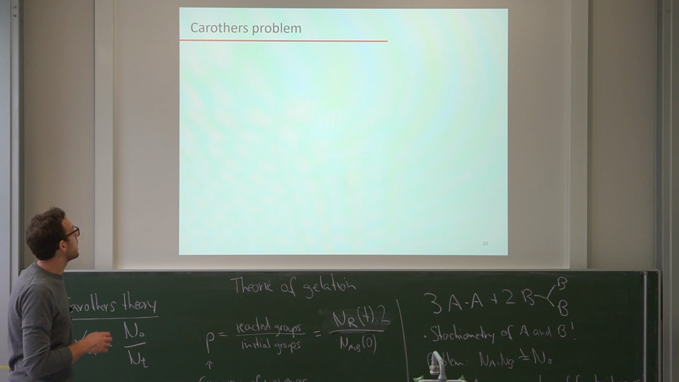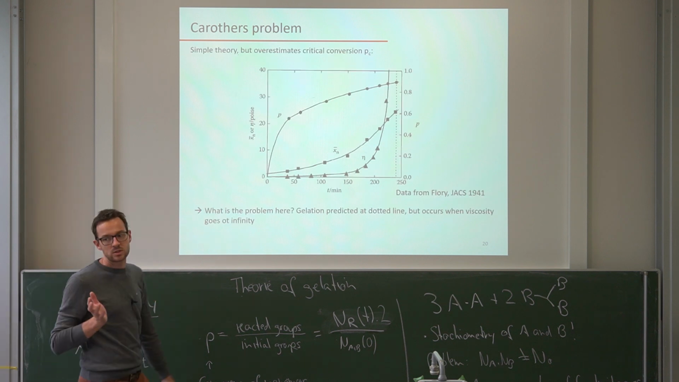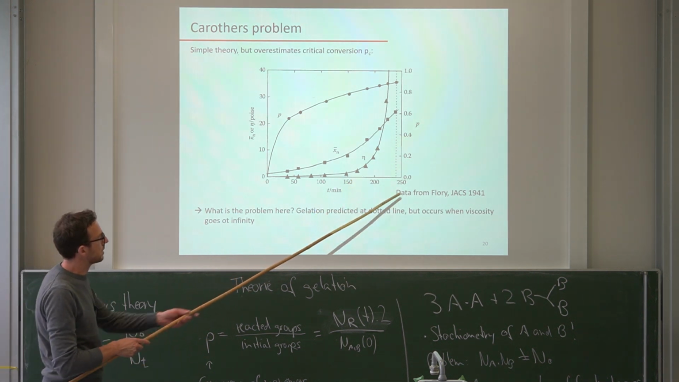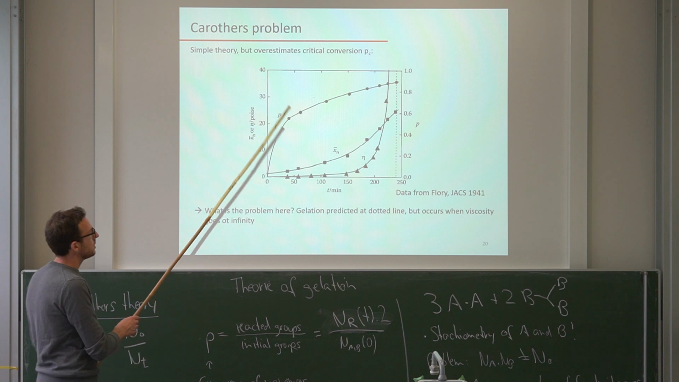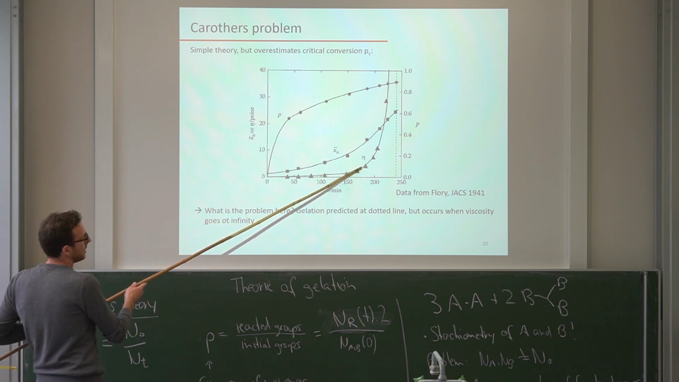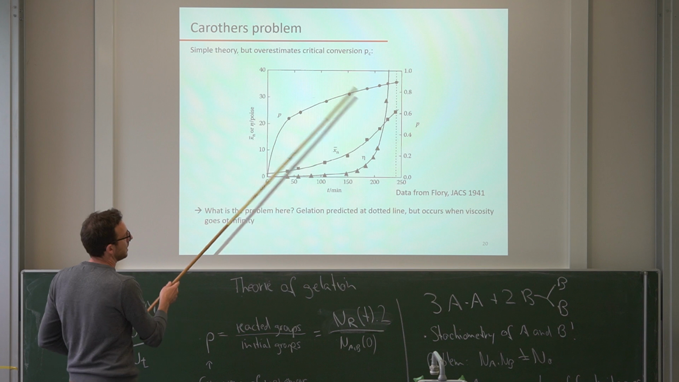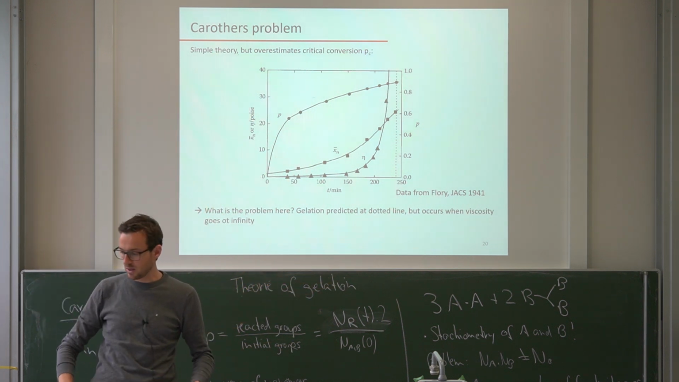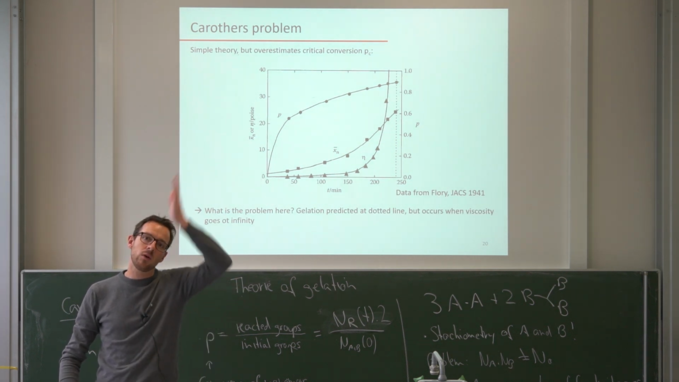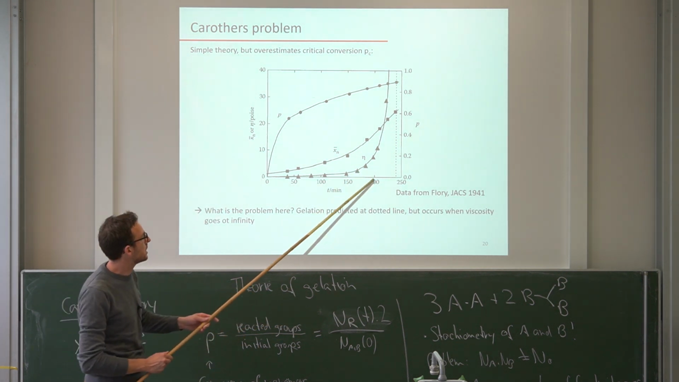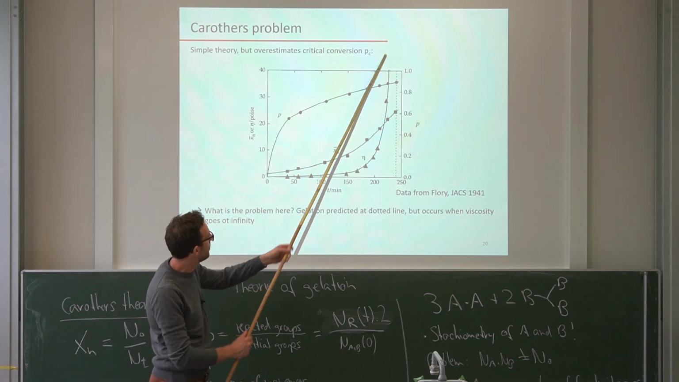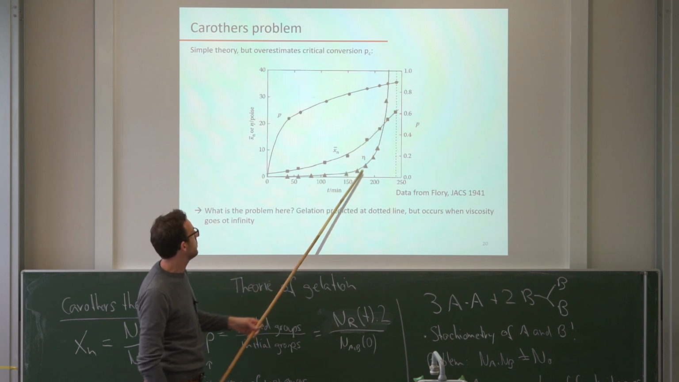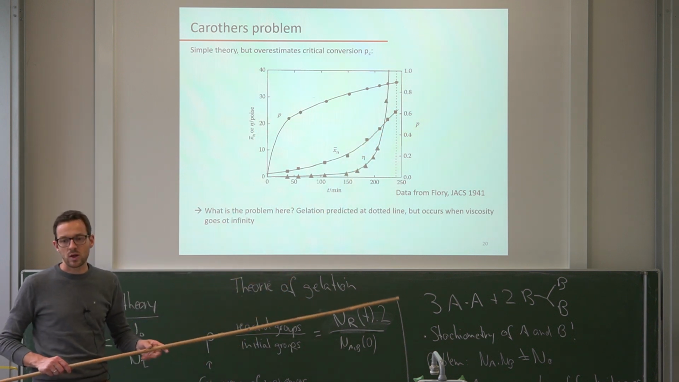Okay, there's one problem. The theory is very simple, but it actually overestimates the critical conversion. If you measure this, here is very old data from Paul Flory, you see that he defines gelation as setting in when the viscosity goes to infinity, because suddenly the material solidifies, and the solid material of course has an extremely high viscosity. And you see this viscosity ramps up, and the average degree of polymerization when this happens has not really reached infinite values, but something more like 20 or 30.